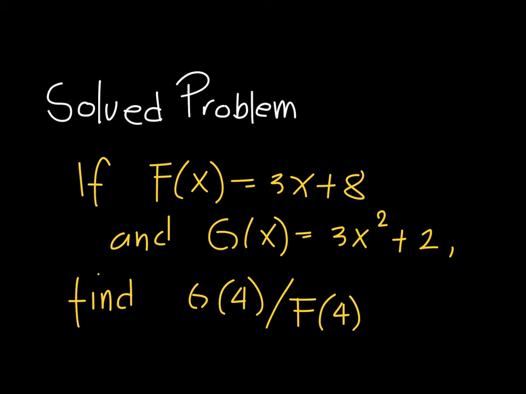So here is another request. I was asked to explain how to solve this problem, so I'm making a new video for the solve problem series. The given problem is: if the function f of x is equal to 3x plus 8 and g of x equals 3x squared plus 2, find g of 4 over f of 4.